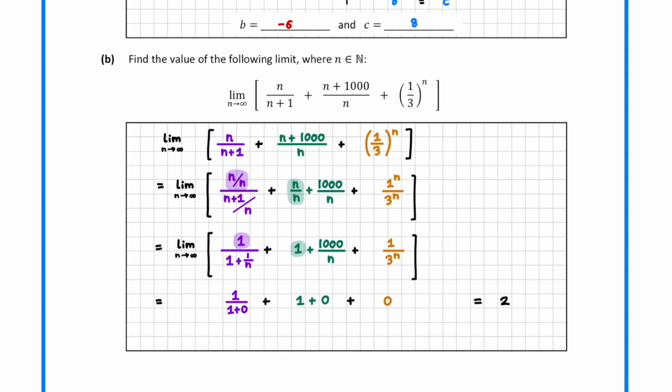N divided by n is 1, and n plus 1 divided by n simplifies to 1 plus 1 over n. 1 to the n simplifies to 1. As n tends to infinity, 1 over n, 1000 over n, and 1 over 3 to the n will all go to 0. Computing the resulting sum gives us an answer of 2.